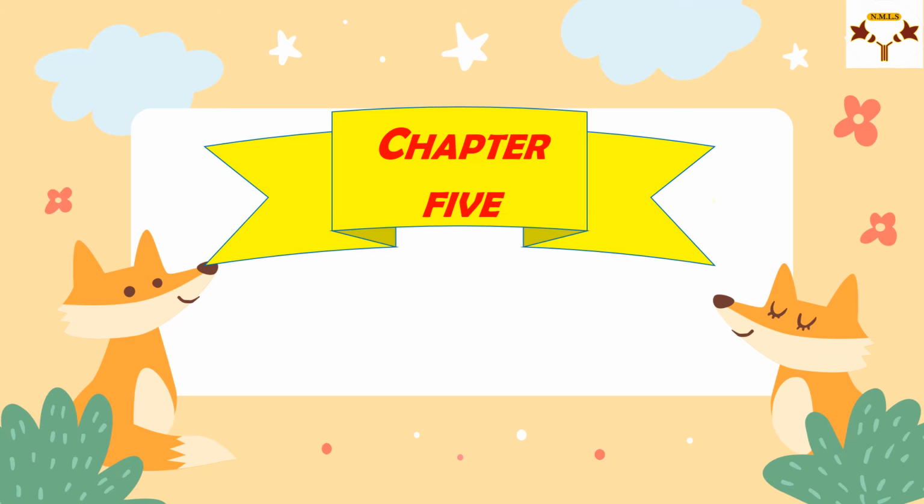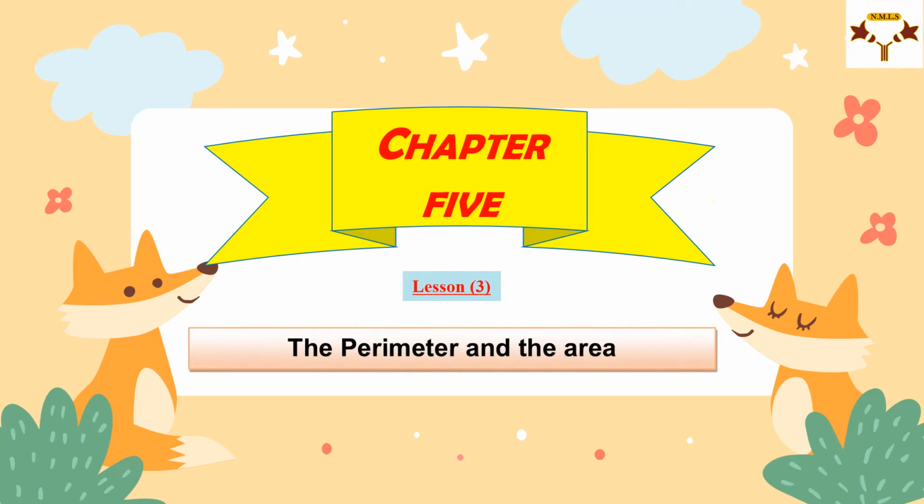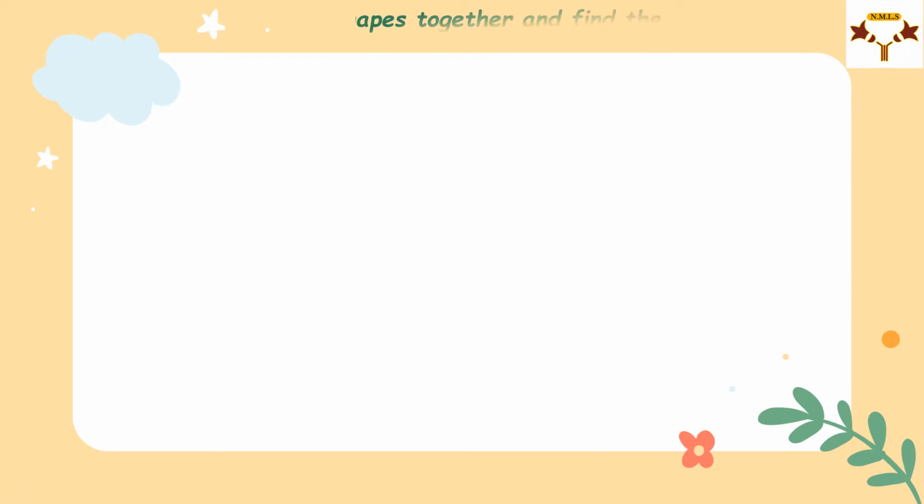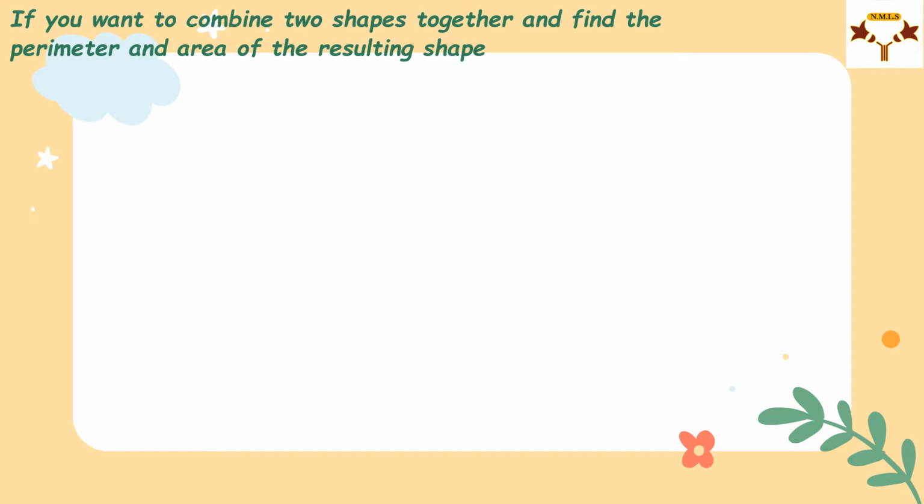Today we're gonna start our lesson, chapter 5 lesson 3, and our lesson today is about perimeter and the area. So today we're gonna learn how to combine two shapes together and find the perimeter and the area of the result shape. That means I have two shapes. I'm gonna put these two shapes together, and after I put these two shapes together, I'm gonna have a new shape. Then I'm gonna get the area and the perimeter for the new shape.